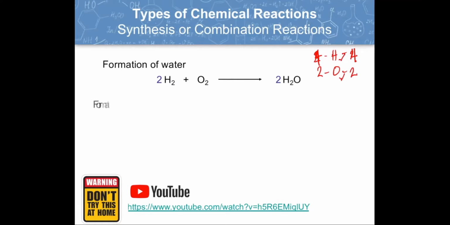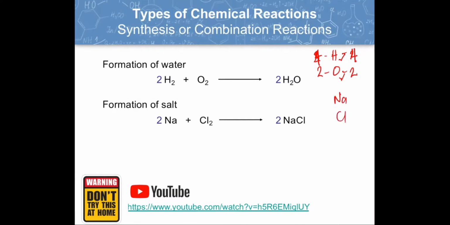Another example of combination reaction, formation of salt. So you have sodium and chlorine forming sodium chloride. If we summarize the number of atoms of each element, sodium has 2 atoms on the reactant side and then chlorine 2 as well. Then on the product side, you have 2 atoms and then another 2 atoms for chlorine. So the equation is also balanced. So remember that in combination reaction, we can have 2 or more reactants forming a single product. That's how combination reaction occurs.